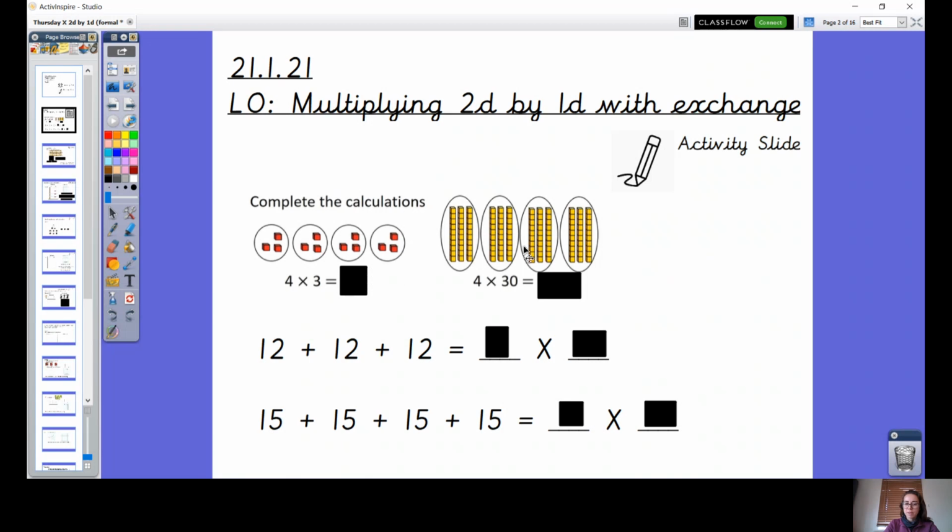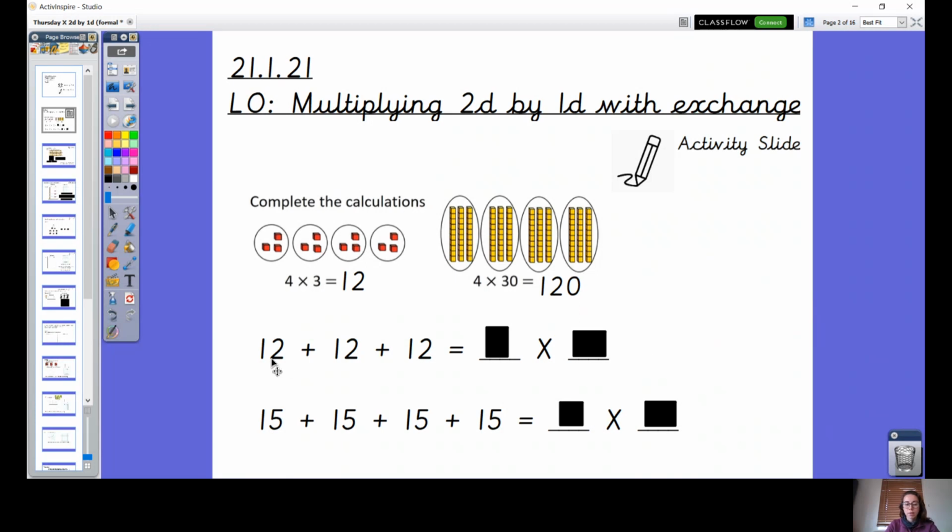Well done. You might have noticed a pattern or something similar in these first two calculations. So we had 4 times 3, that was 12. And we had something very similar, 4 times 30. The 3 was just 10 times bigger in this case. So that was 120. We added a 0 on the end.